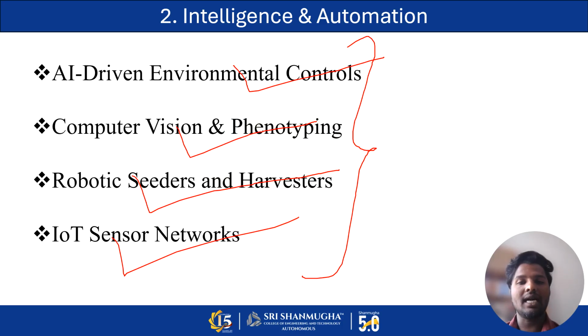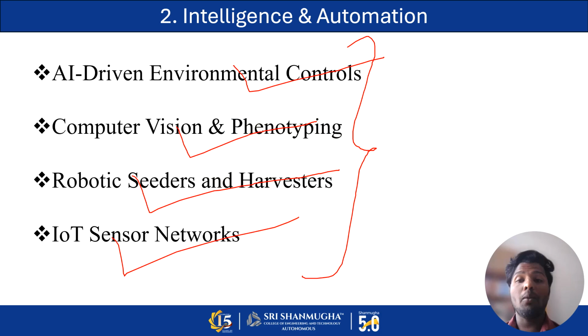The second one is computer vision and phenotyping. High-speed cameras analyze the leaf architecture and color. So artificial intelligence can detect hidden hunger, that is nutrient deficiency, up to 72 hours before a human eye could see a yellowing leaf, allowing for precision correction. The third one is robotic seeders and harvesters.